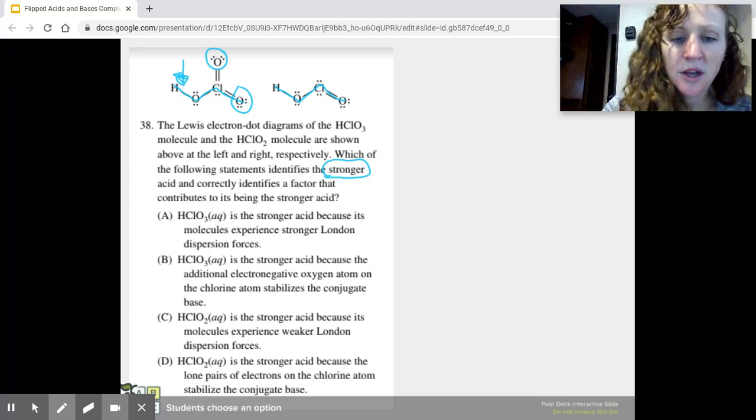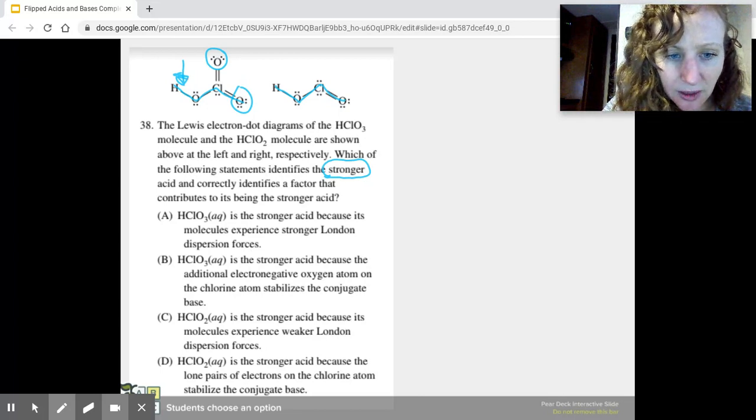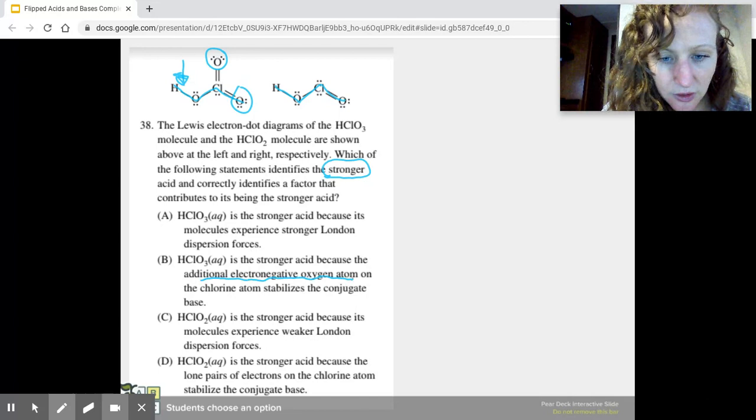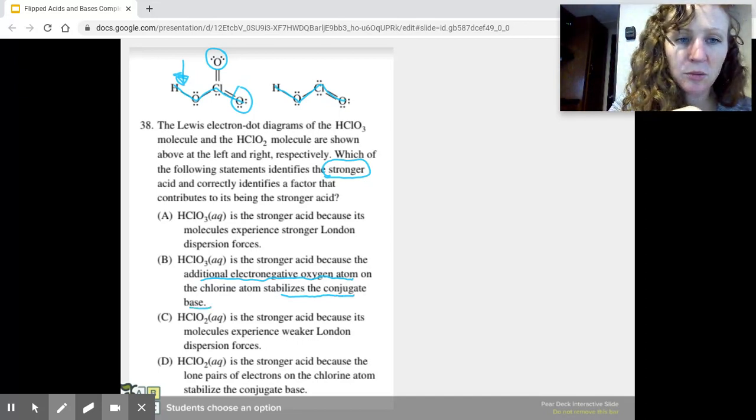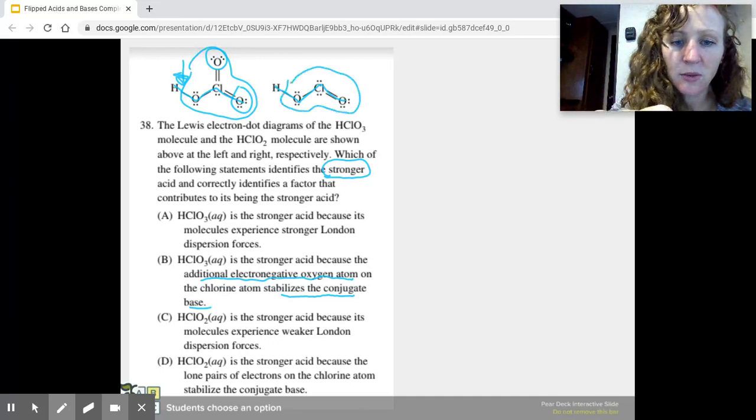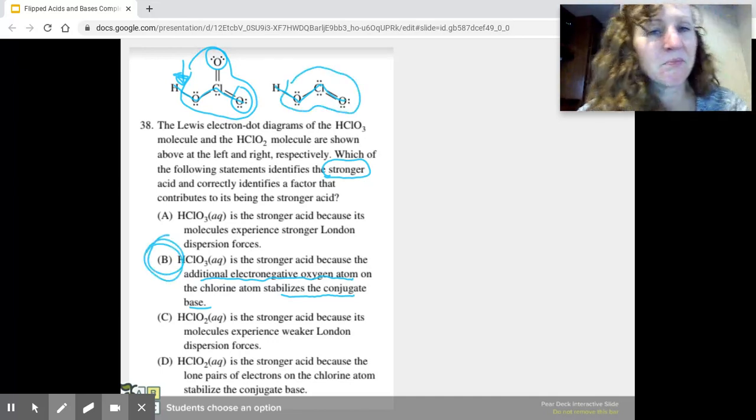Okay, so B talks about the additional electronegative oxygen atom stabilizing the conjugate base, right? So the conjugate base would be everything but that hydrogen. Yeah, that would make sense. Okay, B is your answer.